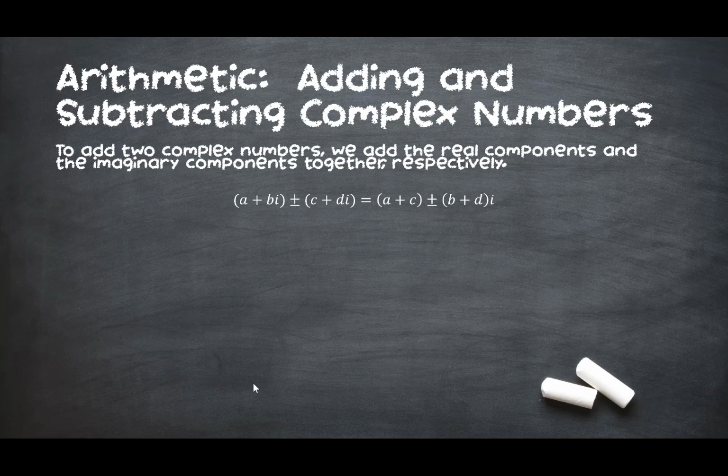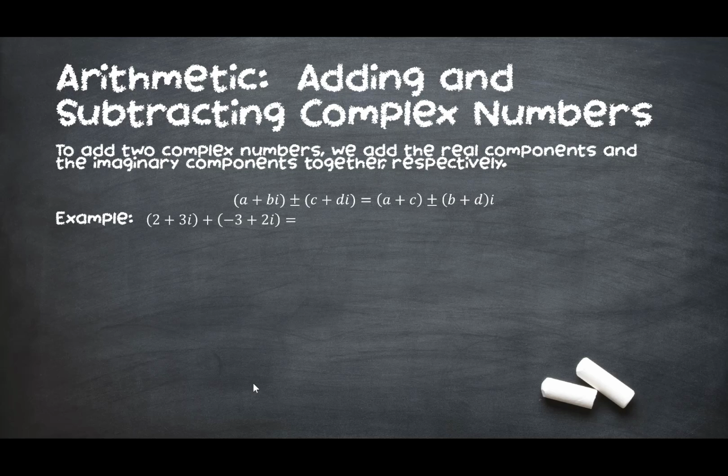Thus, a plus bi, and then c plus di, plus or minus: we just do the a plus or minus the c, depending on what's in the middle, and then the bi plus or minus the di. So we just add the real numbers together and add the imaginary numbers together. That's what it boils down to.